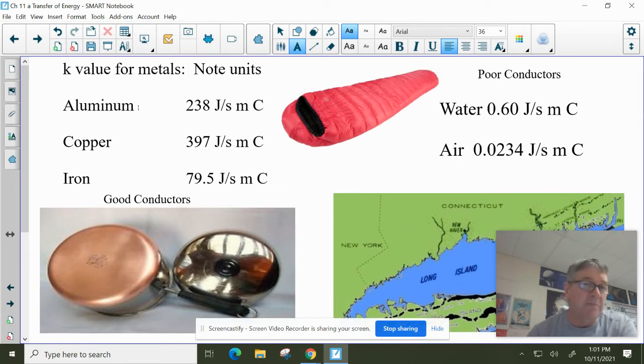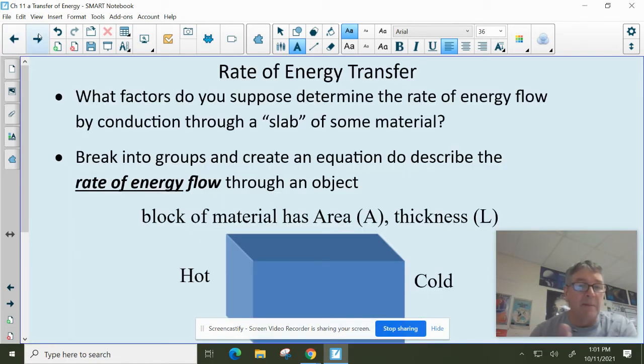Okay? So again, metals in general are very good conductors. Other materials like wood and water and air are very poor conductors. So they have low conductivity values. And again, we're going to do a lab on this, so I don't want to give away too much here. We're going to look at the rate of energy transfer in a lab activity.